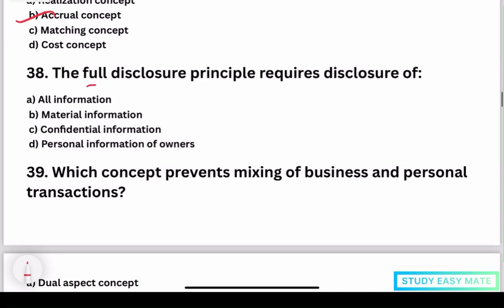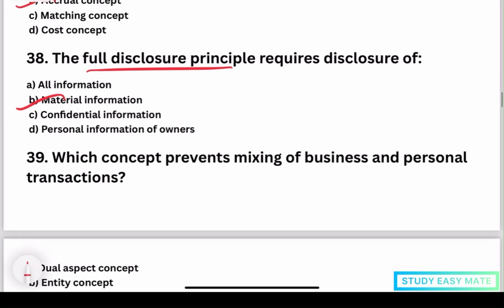So 38, the full disclosure principle requires disclosure of material information. Okay, so what kind of material information? That which would influence the decisions of users of financial statements. Not all information needs to be disclosed, only that which is significant enough to affect decision making.